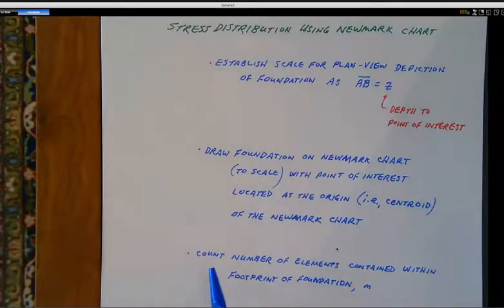And then when your foundation is drawn to scale, with the location of interest properly identified as the centroid of that chart and appropriately scaled, you will count the number of elements contained within the footprint of the foundation, and we call that number M, little m.